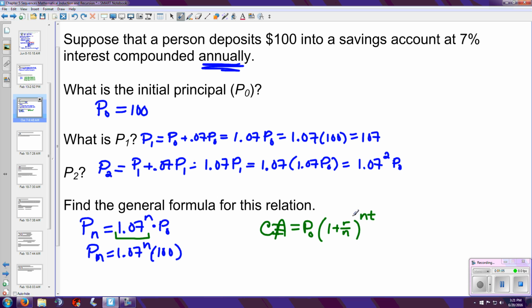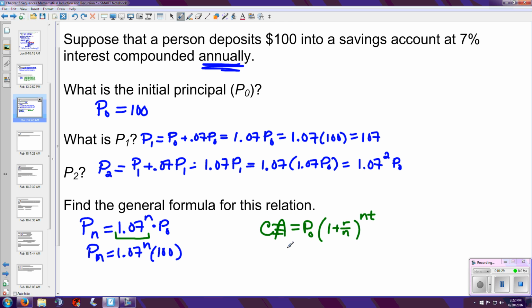Why is it to the n? Because in this case n is our time. So n is the number of years that we're compounding by. So the n's are a little bit different in what they stand for from one of these equations to the other, but bear in mind that they're showing the exact same thing. So this is essentially an explicit formula for something that is a recurrence relation.